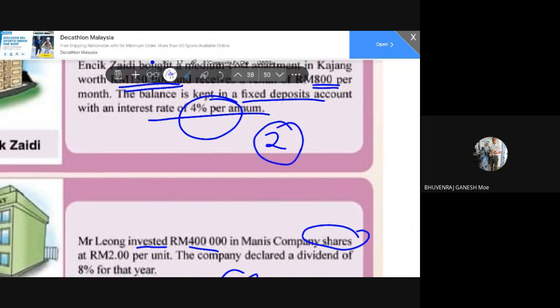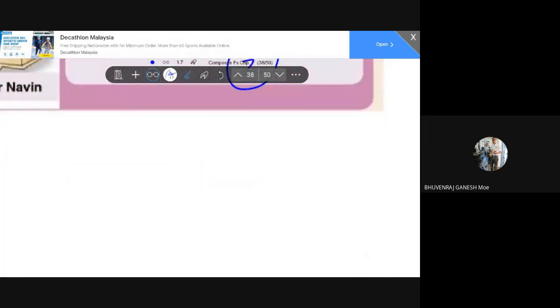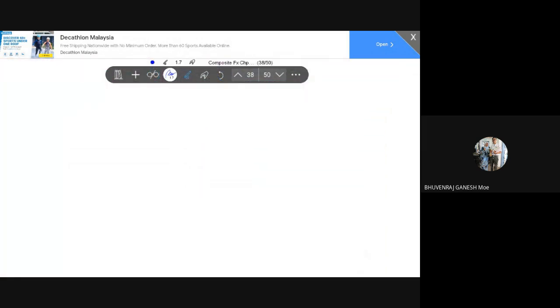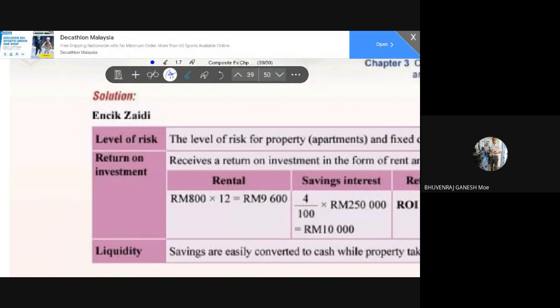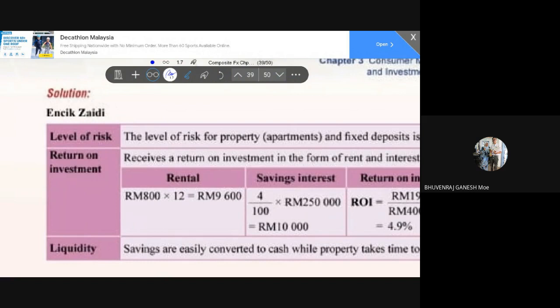Let's see another person, Mr. Navin. He deposited one thing here, and the balance is kept in FD. So he also did two things over here. Let's see what the advantages are for each of the people. We talked earlier about diversifying investments. That is the advantage people get when we do more things with our money.